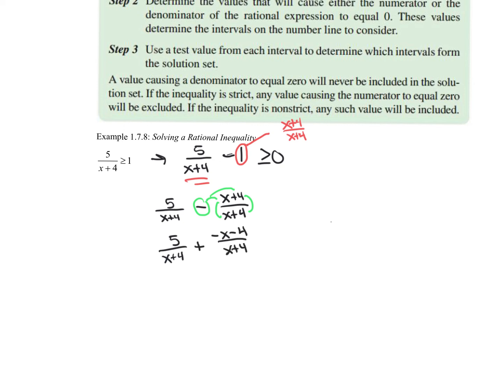So now, because these denominators are the same, we can combine the numerators. So I get 5 minus x minus 4 over x plus 4. And this is, again, greater than or equal to 0. And when I combine these, 5 minus 4 is a 1. So I get 1 minus x over x plus 4 greater than or equal to 0.